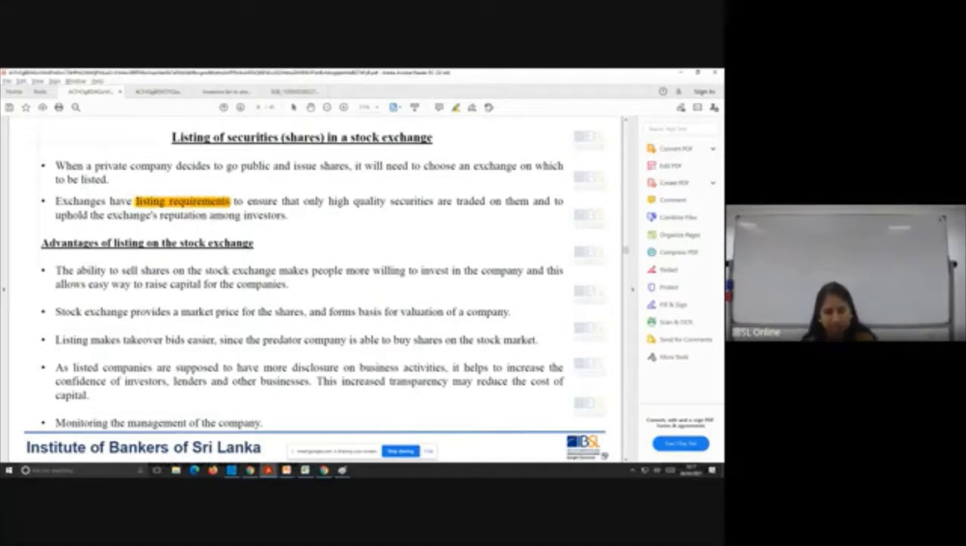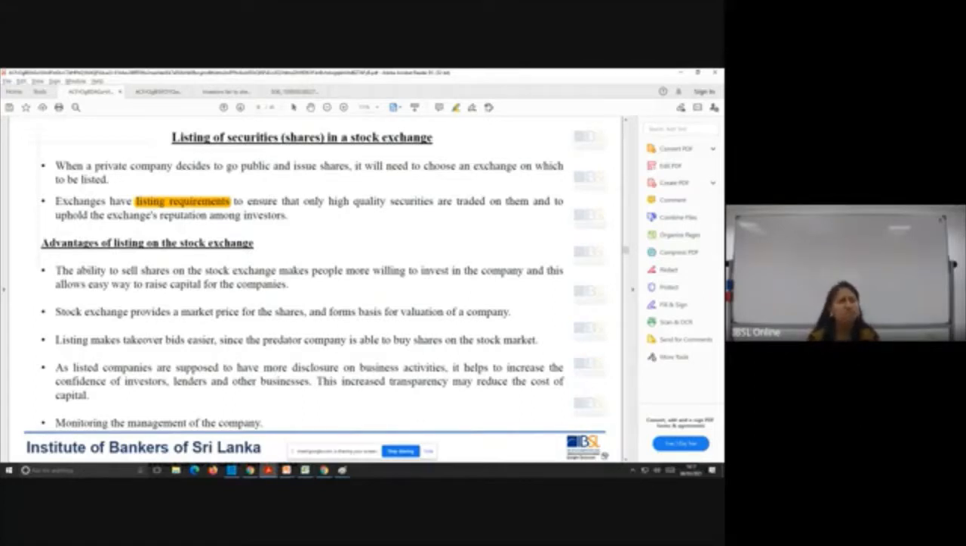Listing requirements are the basic requirements that a company should have to list in the stock exchange. Why do they have this? To ensure that high quality securities get traded in the market and to safeguard the exchange's reputation with the investors. So only when you pass those requirements, you're able to list your company's shares in the stock exchange.